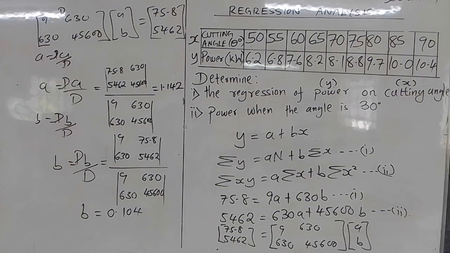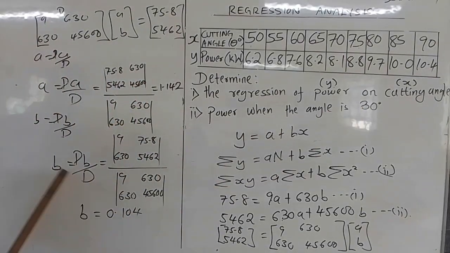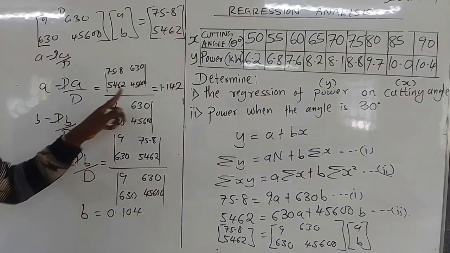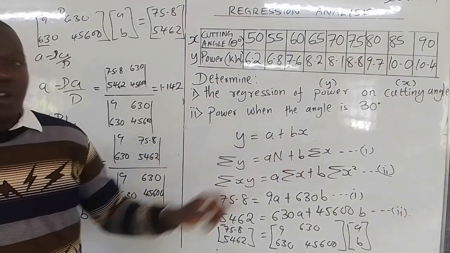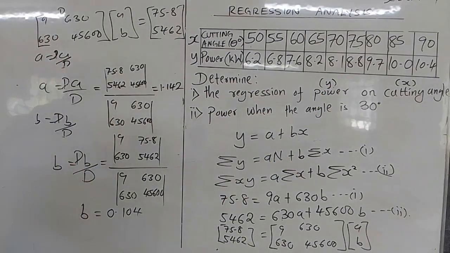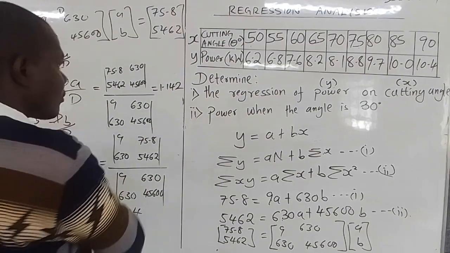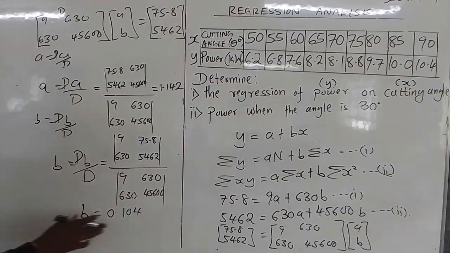Then part B of that, you'll be told the power when the angle is 30 degrees. So before that, you found the value of A and B. So you substitute the values of A and B to get the regression of power on that, isn't it? So what is it? Roman 1. Can you now answer Roman 1? I have found A to be this and B to be that.